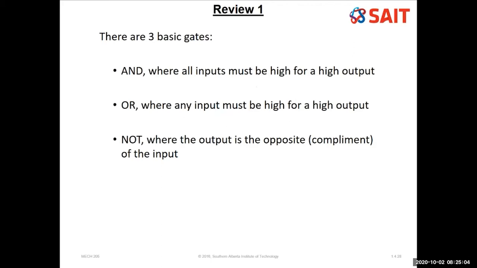If all the inputs are true, the output is true. Or you can think of it as any of the inputs are low, the output is low. We've got the OR gate. If any of the inputs are high, the output is high. If all the inputs are false, the output is going to be false. And then there's the NOT, which is just the opposite, the complement of the input, the inversion of the input.